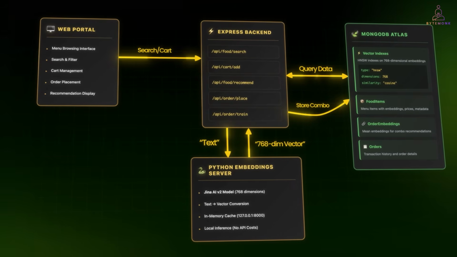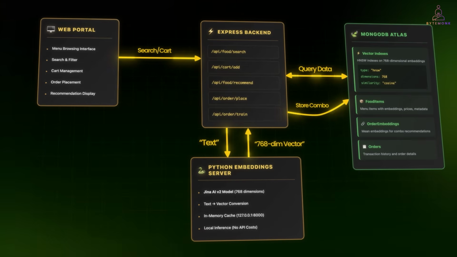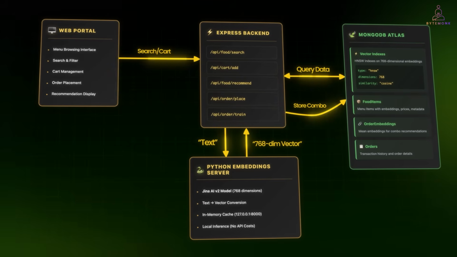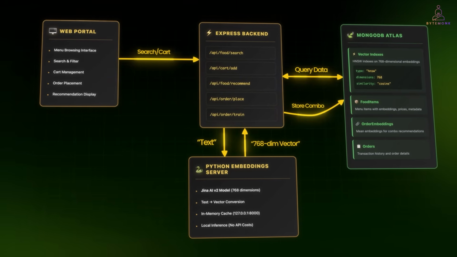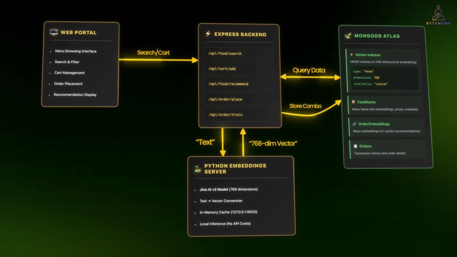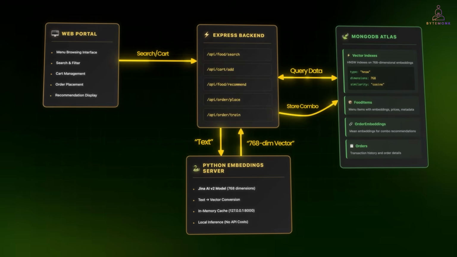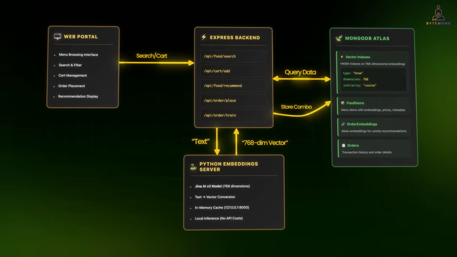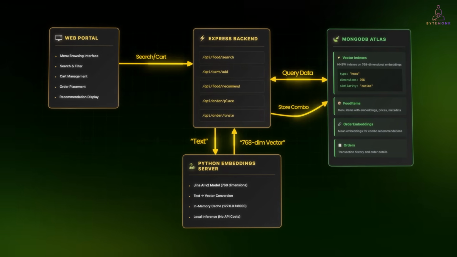So here is what we actually built: a food recommendation system that handles real-time orders, performs semantic search on menu items using AI embeddings, learns which items customers order together, and serves personalized combo suggestions in under 50 milliseconds, all from a single database. If you want to try this, the code repository is linked below.